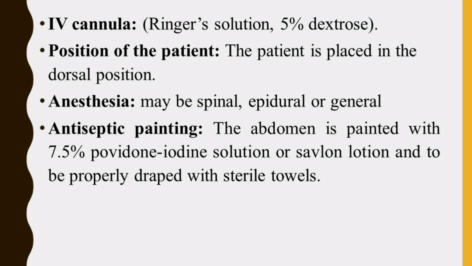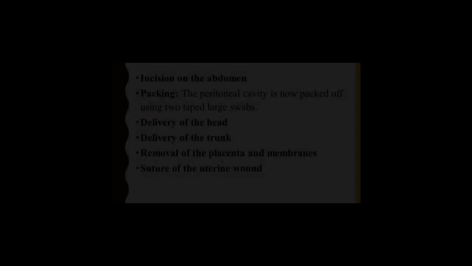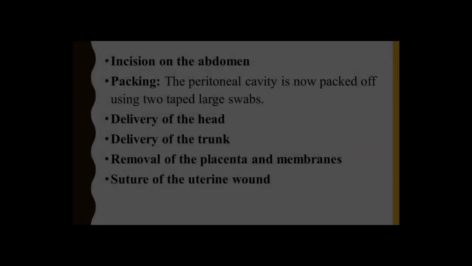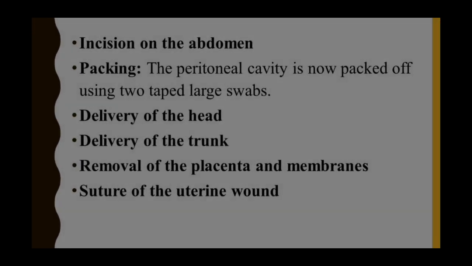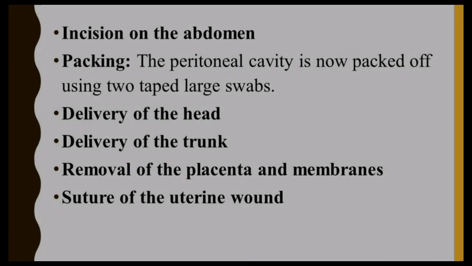Antiseptic painting is done. The abdomen is painted with 7.5% povidone iodine solution or Savlon lotion. You can also use Betadine, and it is to be properly draped with sterile towels. Incision on the abdomen is made. Then packing. The peritoneal cavity is now packed off using two taped large swabs.